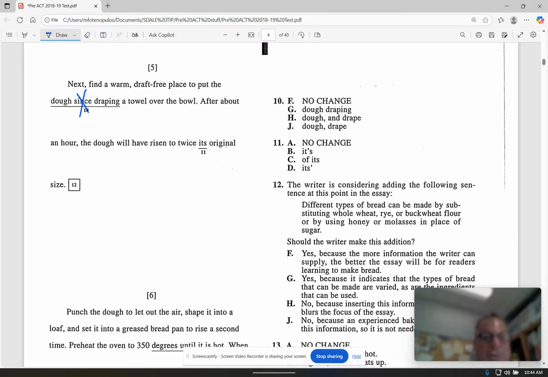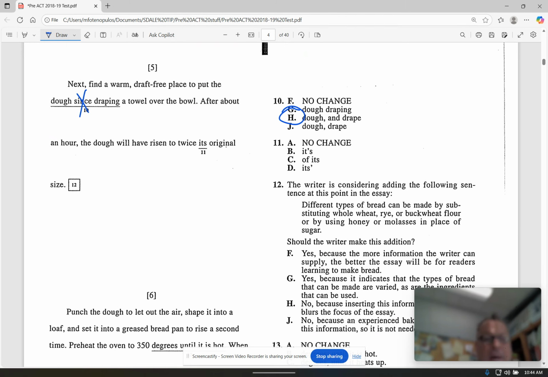Drape a towel over the bowl. So there's two sentences coming together. There's two independent clauses coming together. They need a comma that separates them and brings them together because you're doing two things. You're finding a place to put the dough, and then you're going to drape a towel over the bowl. So there you go. That should be H.